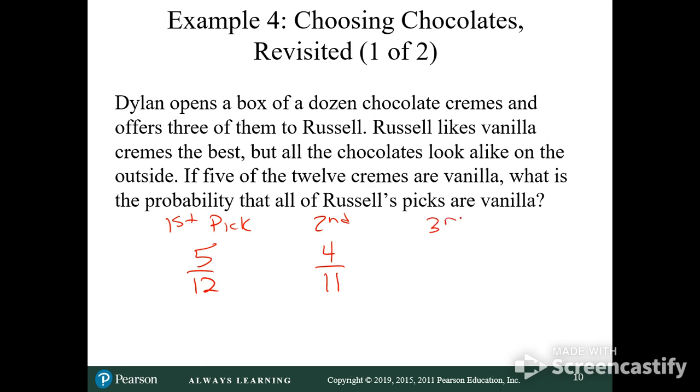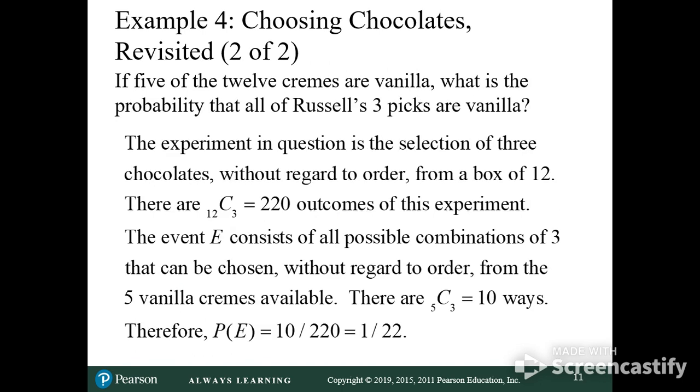I'm wondering if I'm doing this right. His third pick, if he happens to get the first 2, 3 out of 10. Okay. So if we multiply, I know 5 goes into 10 2 times, 3 goes into 12 4 times, 4 goes into 4 1 time. So you've got a 1 out of 22 chance of that happening. I don't think that's right. No, therefore it's 1 out of 22. Hey, I got it right.